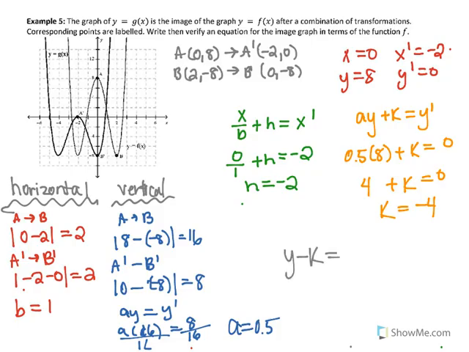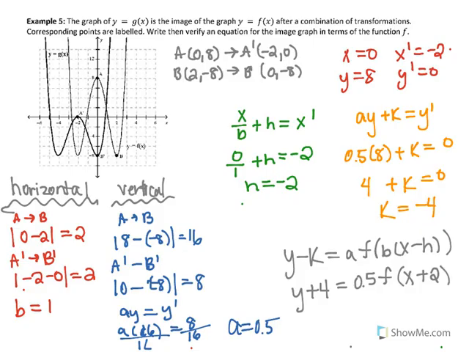So we have y minus k equals a f of b times x minus h. So we have y subtract negative 4, so plus 4 equals a, which is 0.5, f, we don't have a b value, so don't worry about it, x minus negative 2, so plus 2. And there is our equation.